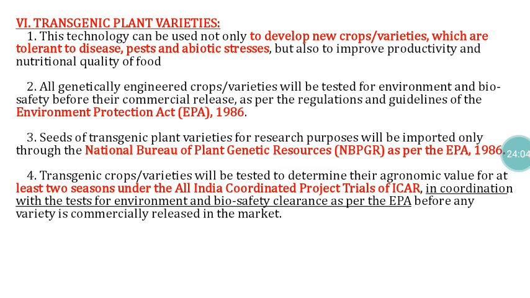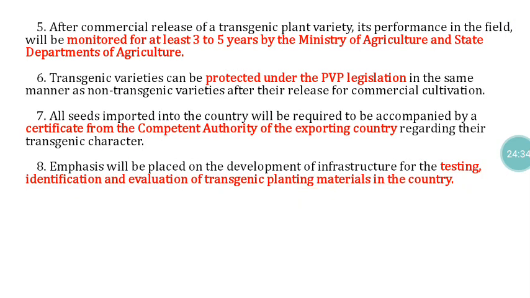Then with reference to the transgenic variety, it should be tested to determine the agronomic value for at least 2 seasons under All India Coordinated Project Trials. Side by side, the environment and biosafety are also tested in coordination with the EP Act. So we have to do that simultaneously. After clearing these things only, the material will be released for commercial cultivation. Even after release for commercial cultivation, the material will be monitored for at least 3 to 5 years by the Ministry of Agriculture and State Department of Agriculture. Even after testing, at the time of commercial cultivation also, we have to verify the impact of that material on environment and biosafety, and monitor it for another 3 to 5 years.